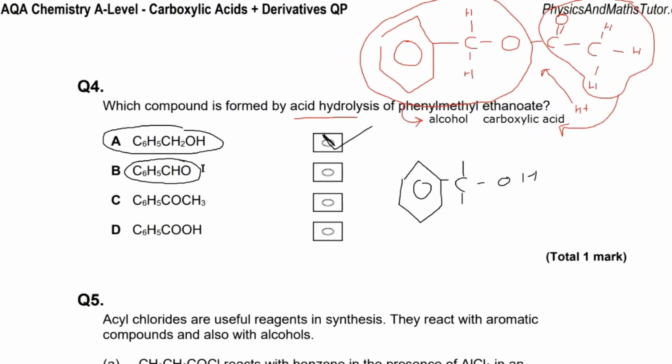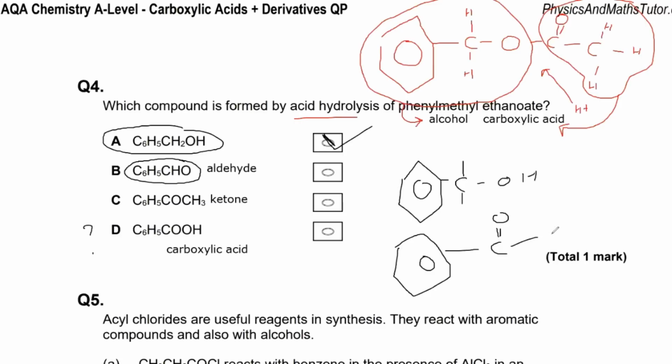You've got one here, this is an aldehyde, so a benzene ring with a CHO on it. Now we've got a ketone, a benzene ring with a carbonyl group in between the methyl group and the benzene ring. That's not going to form when you break up a phenyl methyl ethanoate, or a phenyl ester. And then we've got a carboxylic acid down here. Technically, the carboxylic acid could have been made, but you can see from the diagram above that the carboxylic acid is not attached directly to the ring, and this one would be. So D is not the correct answer.